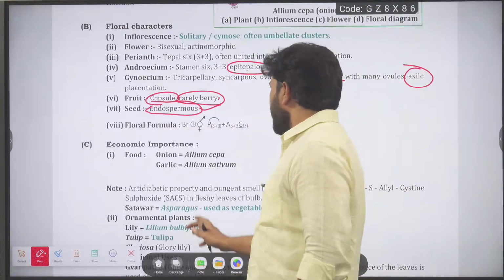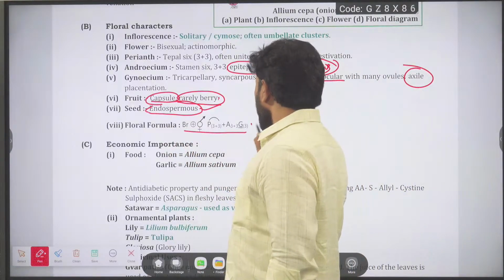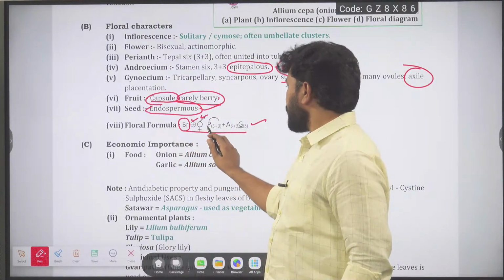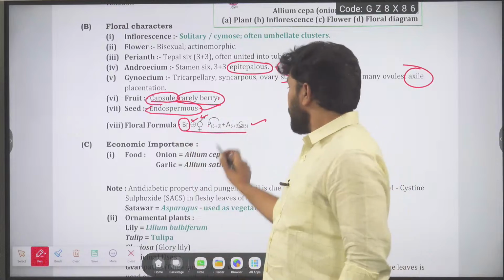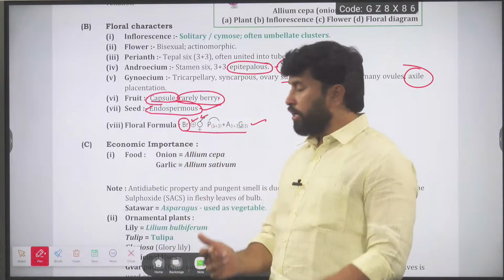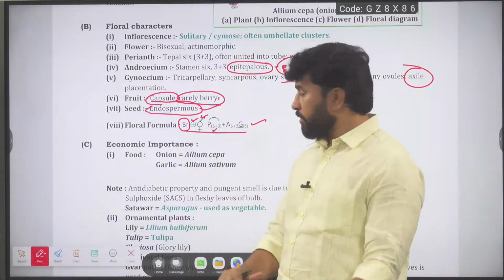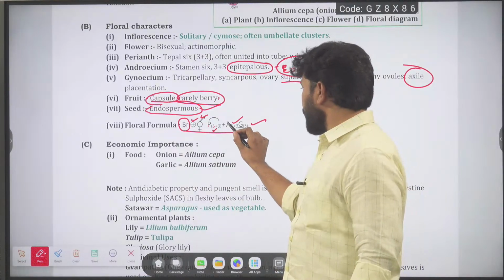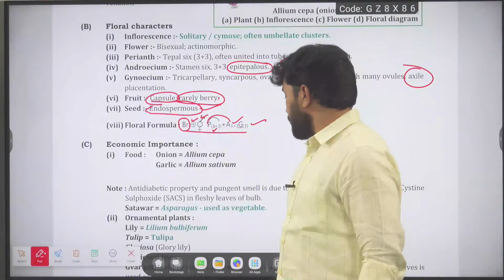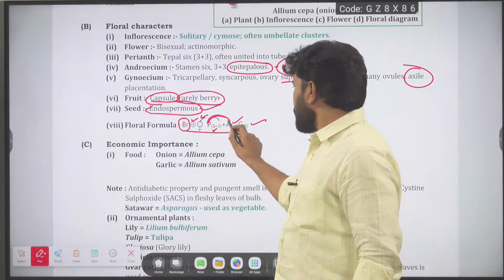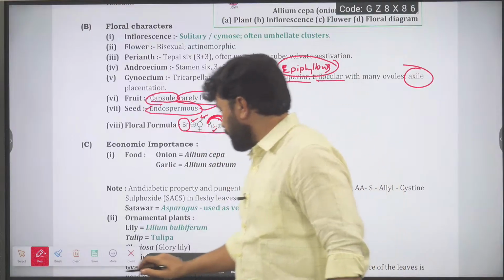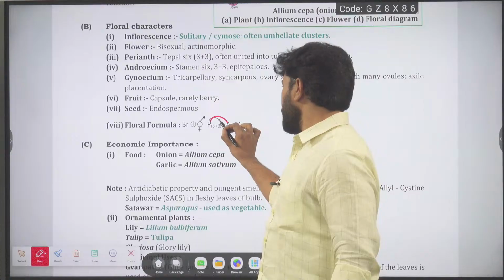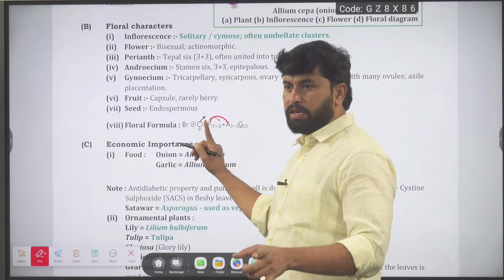Next one, floral formula. Consider this. They have bract, actinomorphic flowers, bisexual. P stands for perianth. They have 3 plus 3, inner layer, outer layer, and there is an arranged attachment of them. And androecium, 6, 3 plus 3. This androecium is attached to this one. Careful, boys. Here, this line is this one. Are you following what I am saying? Here, perianth. This is the line. This has been missed out, not completely written.